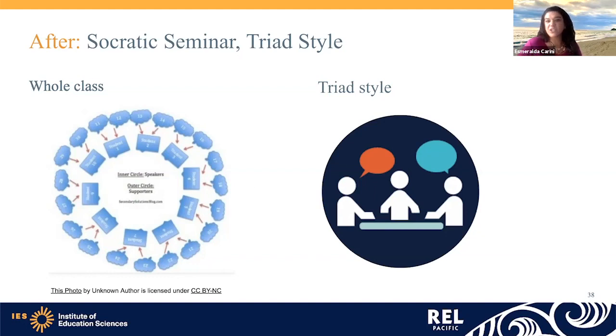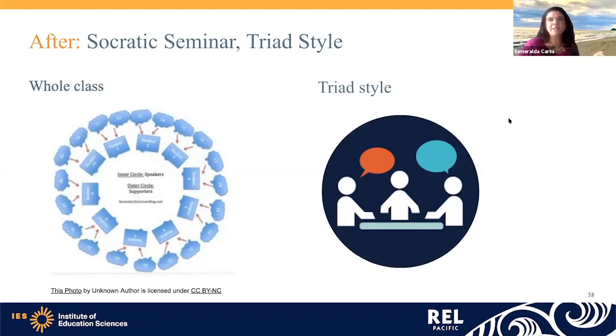We were going to show a video on this, but we thought we might run out of time. I think one thing that's new, if you look on the left-hand side, you see what this looks like in a whole class setting.